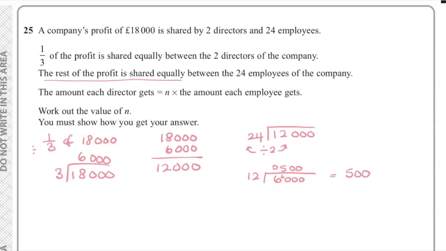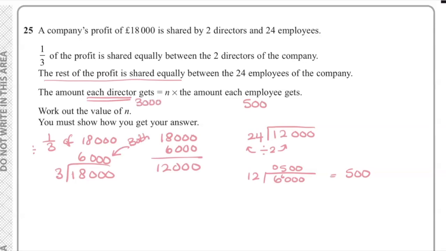So I now know that the employees get £500 each. The amount each director gets is n times the amount each employee. Now we know that the employees get 500. Each director is what we haven't done. Our 6,000 that we found right at the beginning was for both of them. So each director would get 3,000.